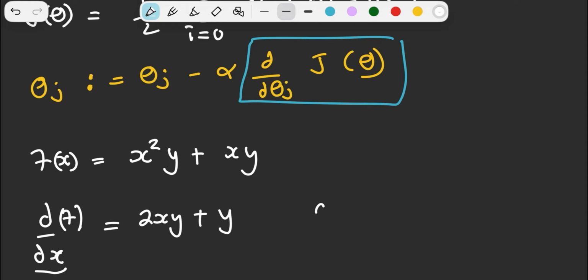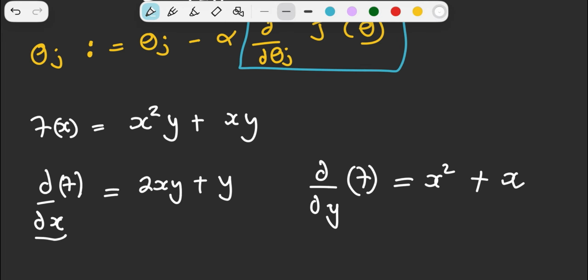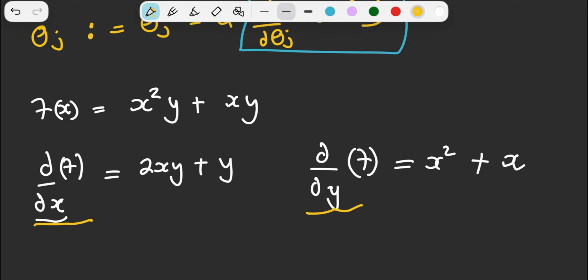And then the partial derivative of f with respect to y: treat x squared as a constant. So the derivative of x squared y is going to be x squared. The derivative of xy is going to be x. So this is going to be the partial derivative of f with respect to y, keeping x as a constant. Okay, so this is basically what we call the partial derivative of f with respect to x, keeping y as a constant.